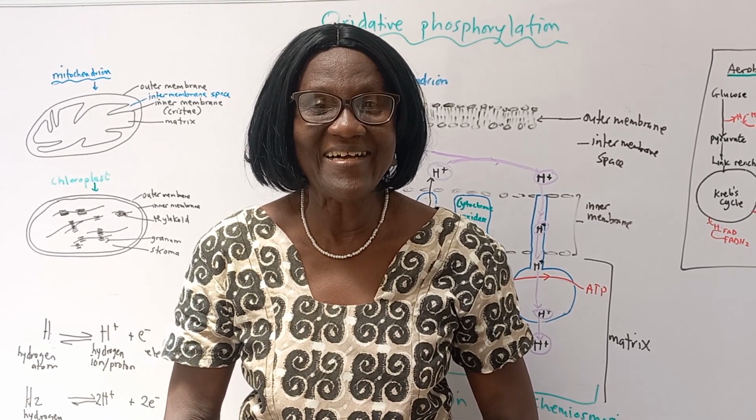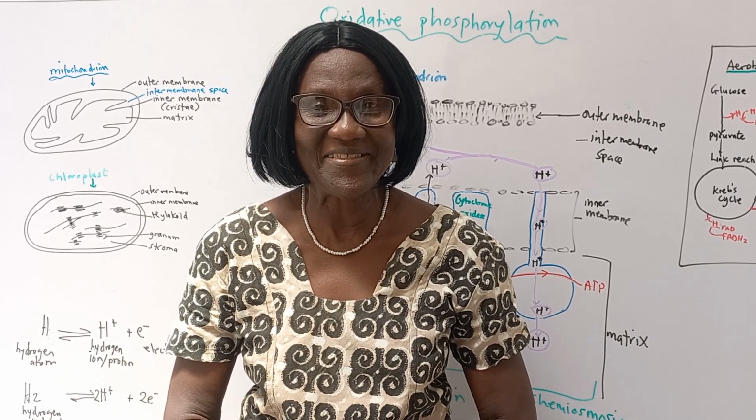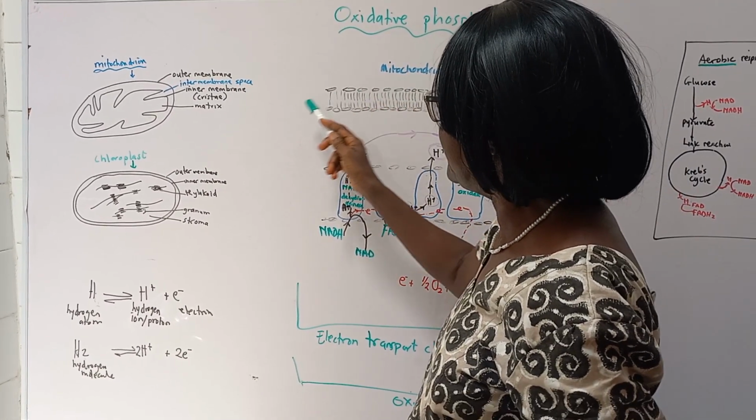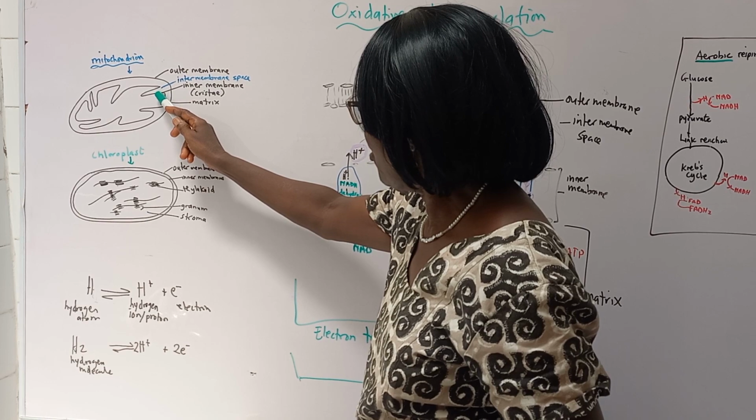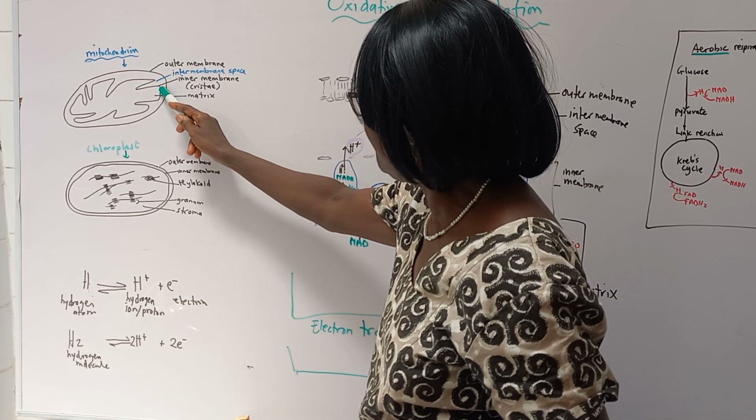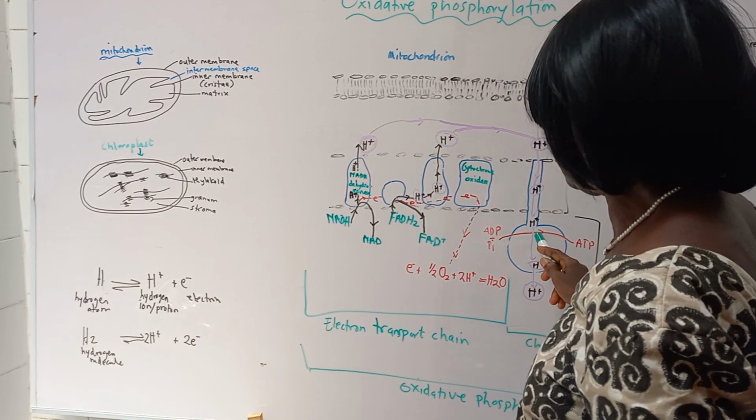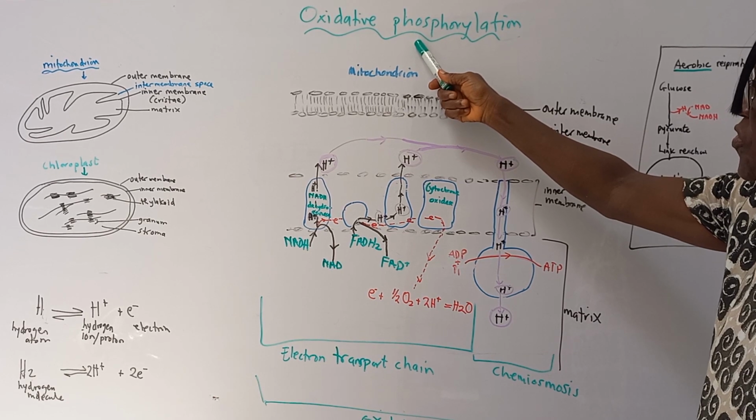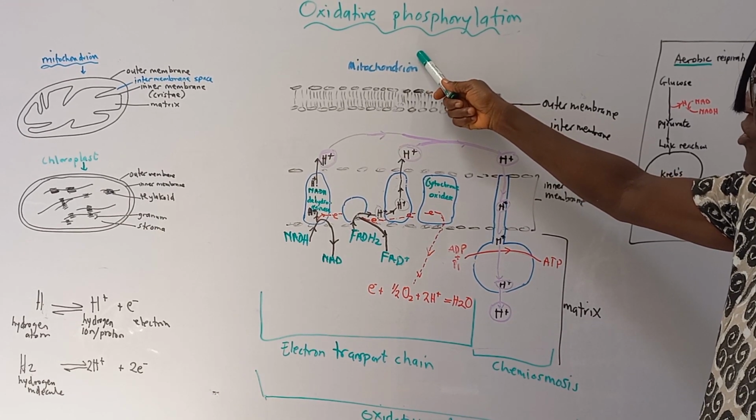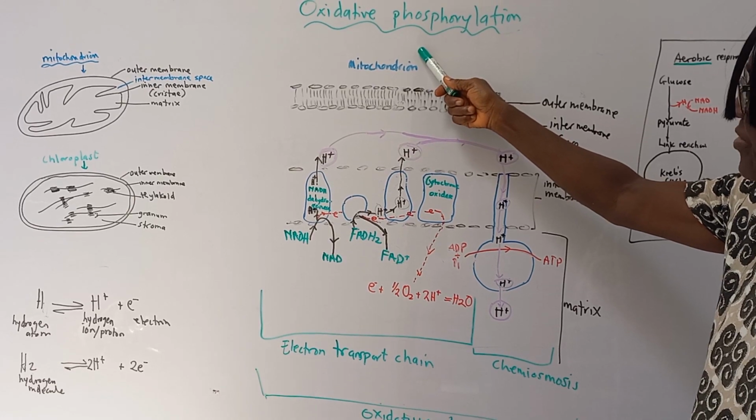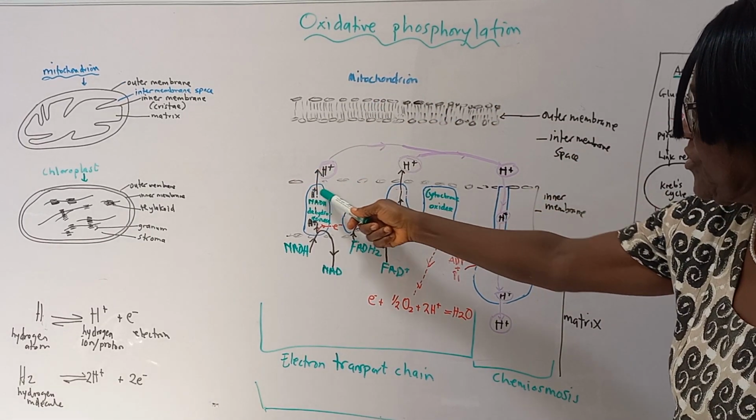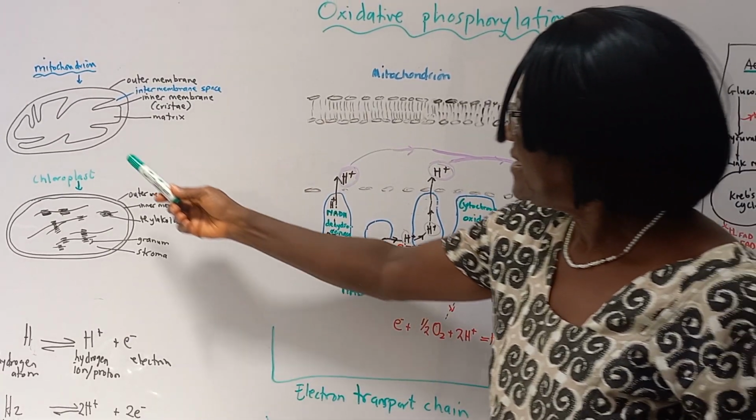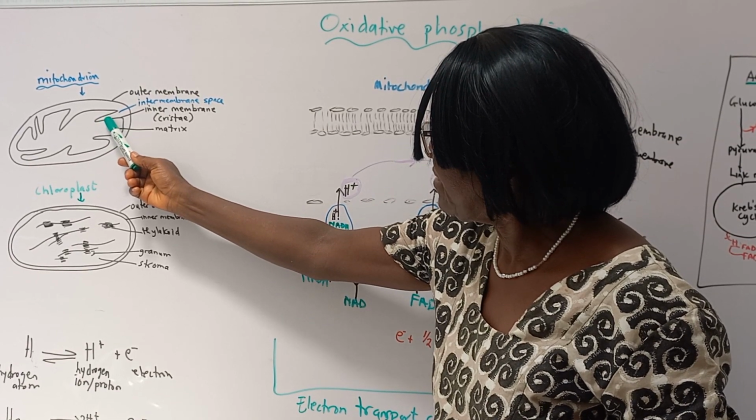Today we are looking at oxidative phosphorylation. This takes place in the inner membrane of the mitochondrion and it involves the electron transport system. In oxidative phosphorylation, oxygen is used to break down glucose and to produce a lot of ATPs because of the electron transport system.